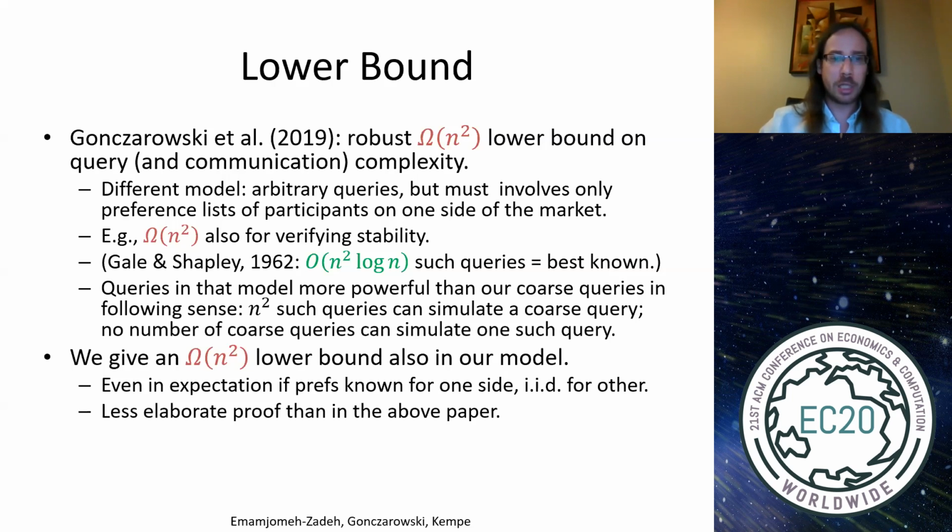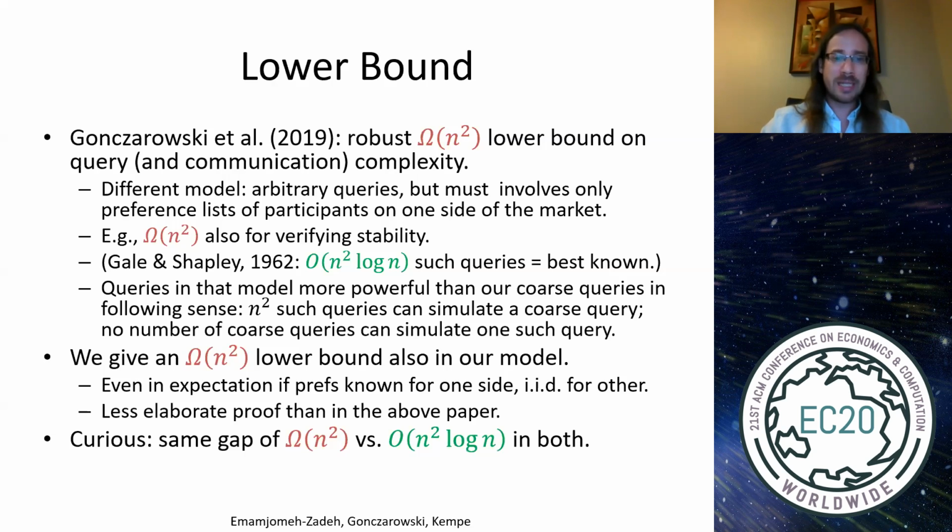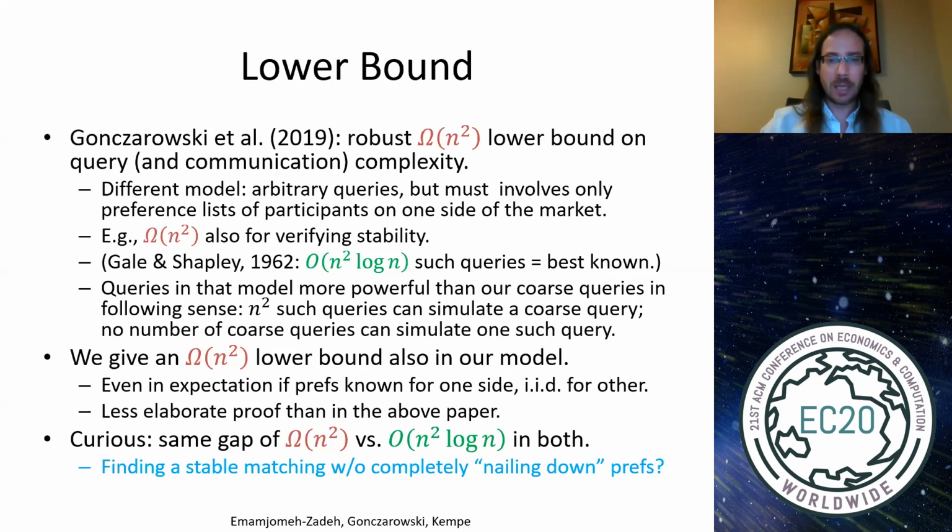It holds even in expectation, even if the prefs are known for one side of the market and IID for the other side. It's a less elaborate proof than the above paper, as you may expect, because course queries lower bounds are easier, upper bounds are harder, generally speaking. And what's curious here is the same gap of n squared versus n squared log n as in that widely different model. We don't have a very good technical explanation, but it seems that the crux of both of these questions is, can you really find a stable matching without completely nailing down the preferences?